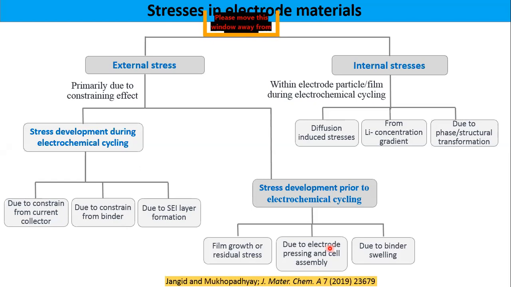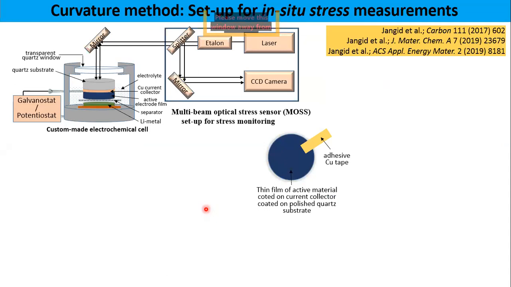And the stress prior to the electrochemical cycle can be classified as due to the growth of your electrode material, or fabrication of composite electrodes. Second is due to the cell assembly, and third may be the swelling of your binder when it's soaked in electrolyte. So now comes how you will measure the stress, because it is very critical. Such a huge volume change can create a huge amount of stress. So one needs to measure the stress very properly.